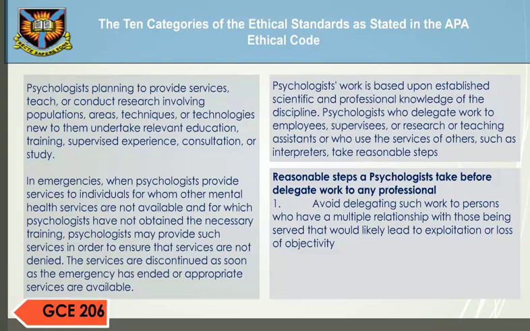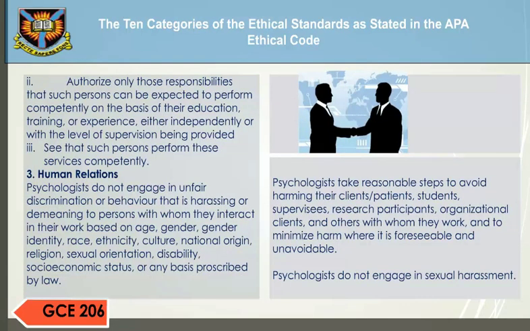Reasonable steps a psychologist takes before delegating work to any professional: 1. Avoid delegating such work to persons who have a multiple relationship with those being served that would likely lead to exploitation or loss of objectivity. 2. Authorize only those responsibilities that such persons can be expected to perform competently on the basis of their education, training, or experience, either independently or with the level of supervision being provided. 3. See that such persons perform these services competently.